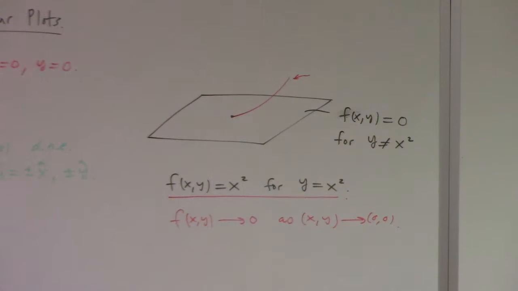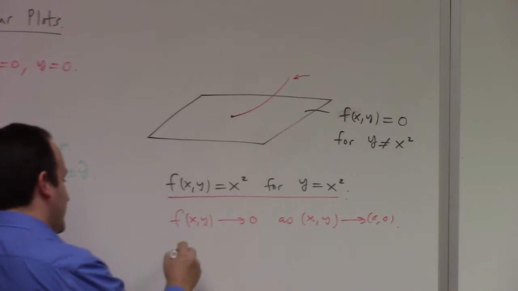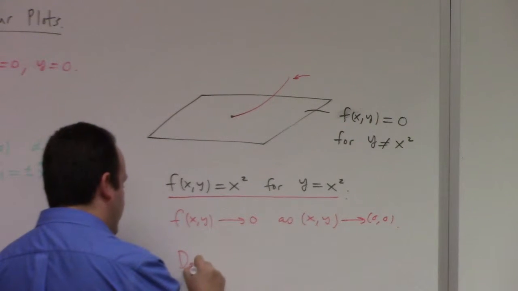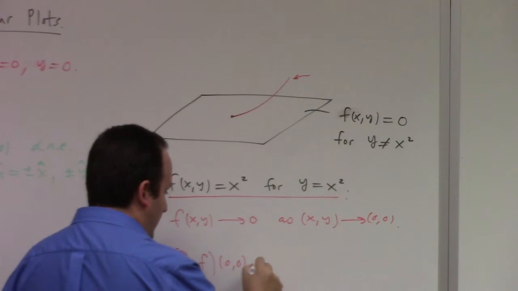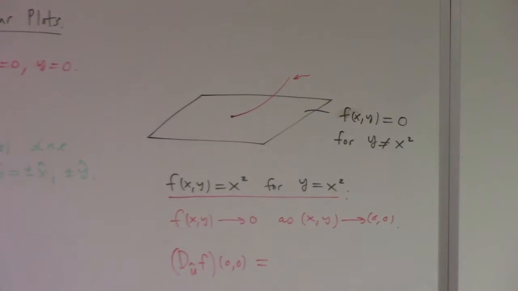It's continuous at the origin. In fact, you can rigorously prove that the limit of the function as x comma y goes to 0 is 0, which is the value of the function at the origin. It's continuous. And how about directional derivatives? You can also show this rigorously. You can show the directional derivative of this function in the u hat direction at the origin, no matter what u hat is.